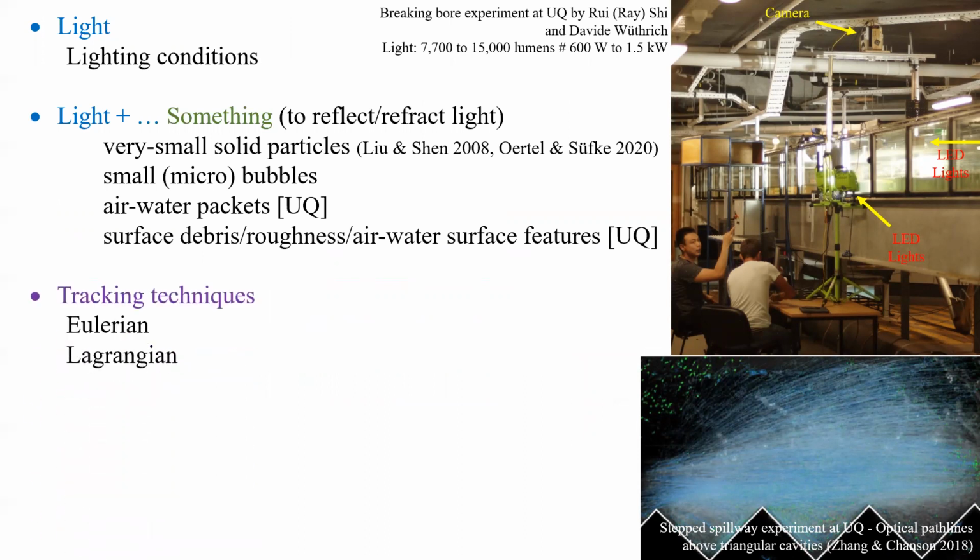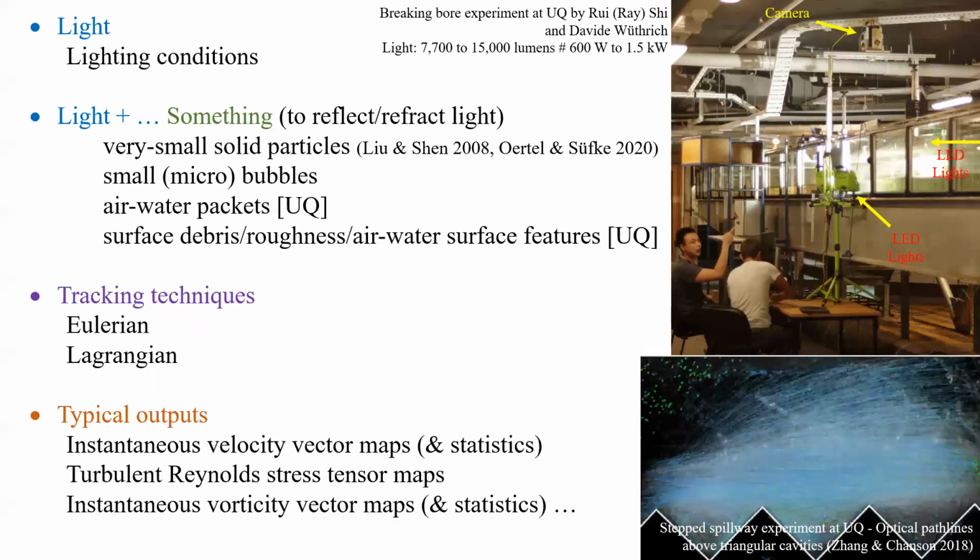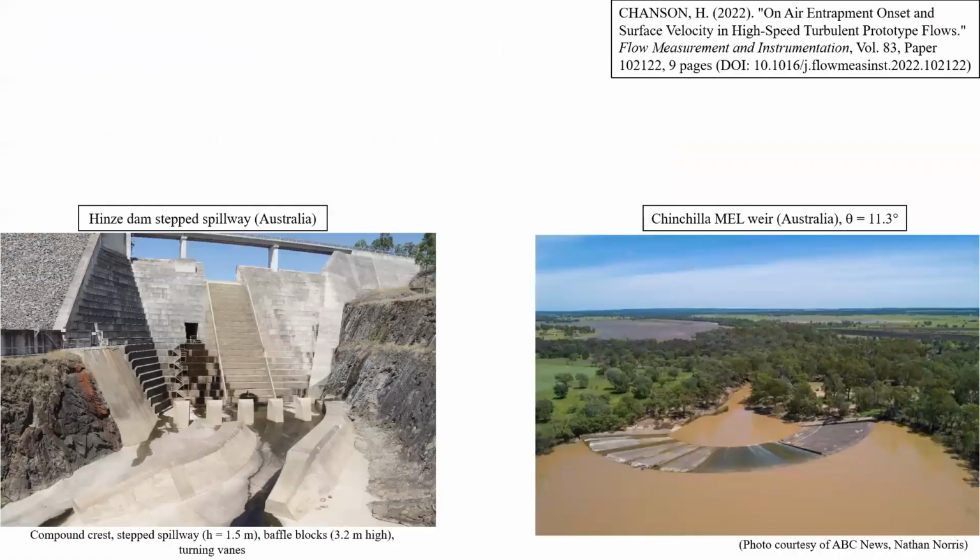The tracking technique may be both Eulerian or Lagrangian, and ultimately under ideal conditions, we can obtain a large amount of instantaneous data, including the instantaneous turbulent Reynolds stress tensor maps. That technique has been applied to two field datasets, the Hinze Dam step spillway and the Chinchilla Weir.